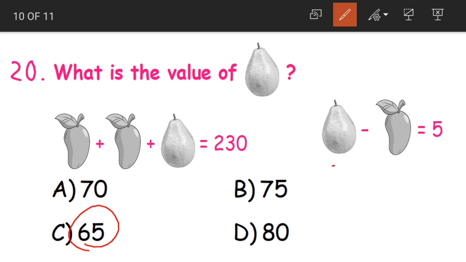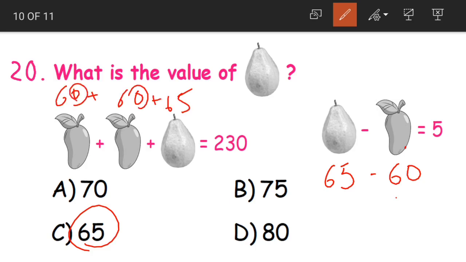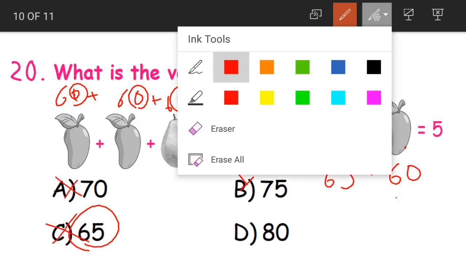Coming to option C, 65. So when pear is 65, mango will be what? Mango will be 65 minus 5, that is 60. So 65 plus 60 plus 60. Okay children? Again adding the digits in the ones place. 0 plus 0, 0, 0 plus 5, 5. But in the sum we are having 0 in the units place. So again option C is also not our correct answer.